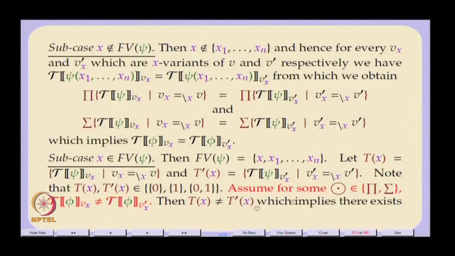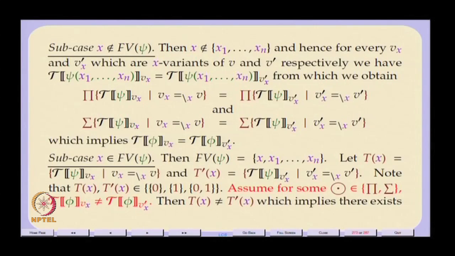So we will prove this by contradiction. Assume that for one of these two operators, product or sum, this thing is not equal to this, then that means that these two sets are not equal. Remember one thing: if you assume that these two truth values are equal, it does not imply that the corresponding sets T x and T prime x are equal. But if these two are not equal, then it is definitely sure that the two sets T x and T prime x are unequal, and that comes from these three possibilities for T x and T prime x.